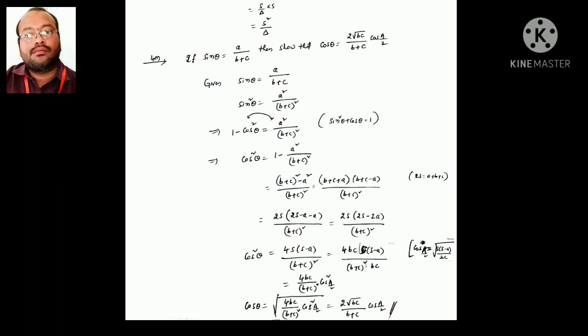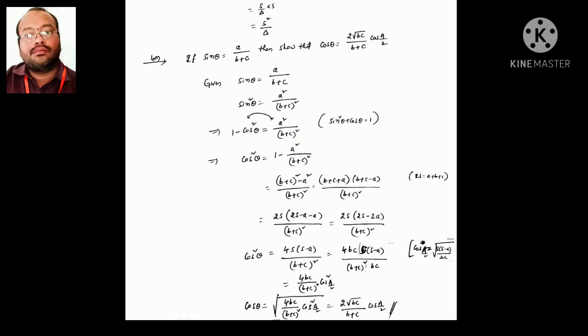We already know a plus b plus c is nothing but 2s. We replace with the 2s value, and b plus c is nothing but 2s minus a. Again we replace with that value. So by substituting all these values we can get cos square theta is equal to 4 into s minus a by b plus c whole square. Here multiplying and dividing by bc. So then what we can get, 4bc by b plus c whole square, and remaining s into s minus a by bc. S into s minus b by ac is bc is nothing but cos square a by 2.